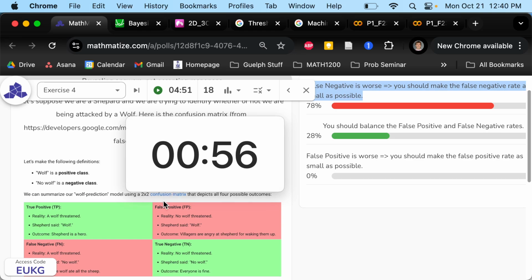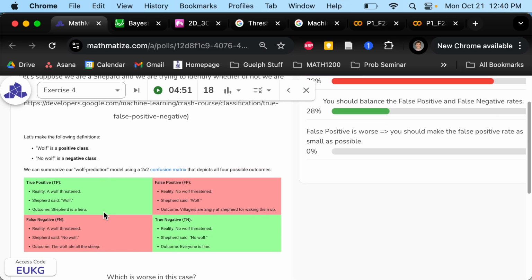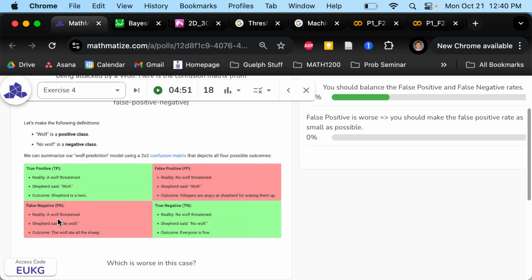So here's the little matrix. Make sure that it never... So making the false negative rate as small as possible is saying never get in this situation where there is a wolf and the villagers don't come. Right, that's what we're saying. We never want that to happen. We want to be 100% sure that the wolf will never arrive and the villagers will not be there.